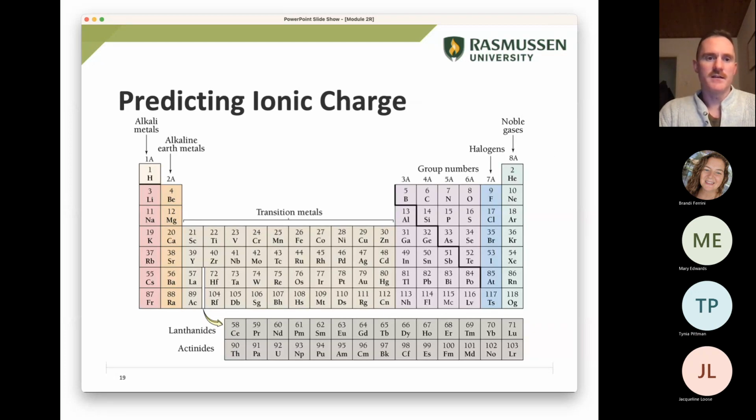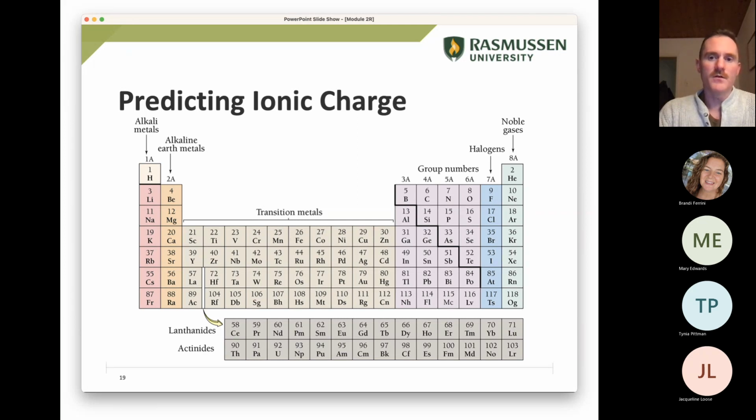And you can kind of predict these things by looking at the periodic table. All the alkali metals want to have a +1 charge. All the alkaline earth metals want to have a +2 charge. Most things in 3A tend to have a +3 charge. Group 4A can be plus or minus 4. 5A tends to be -3, 6A tends to be -2, 7A tends to be -1, and 8A doesn't want to be charged at all.